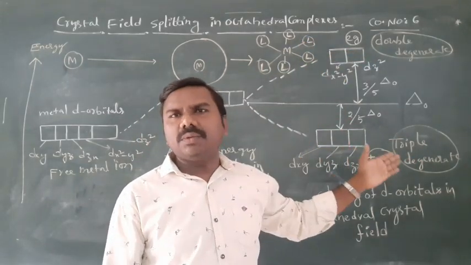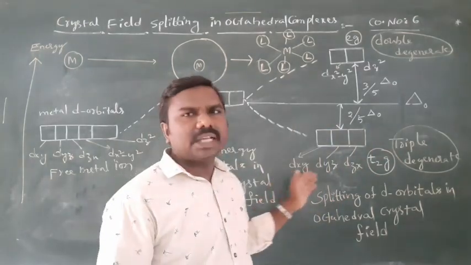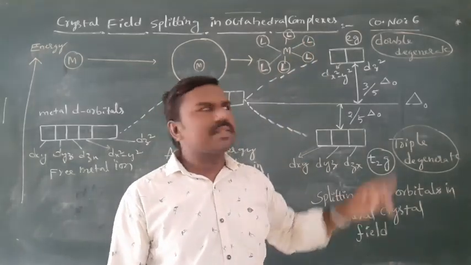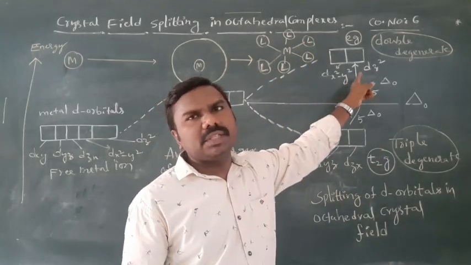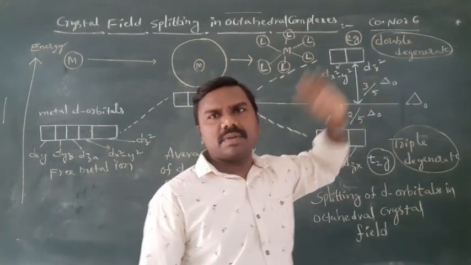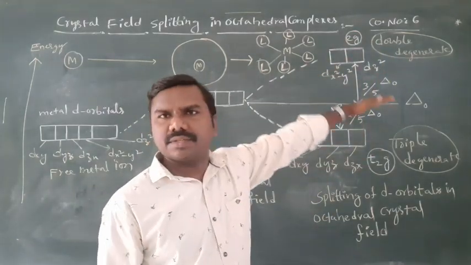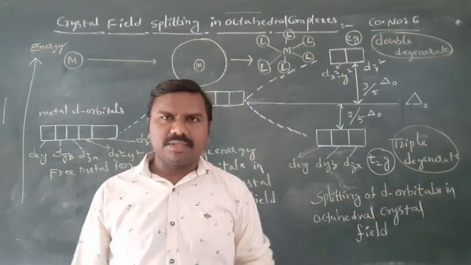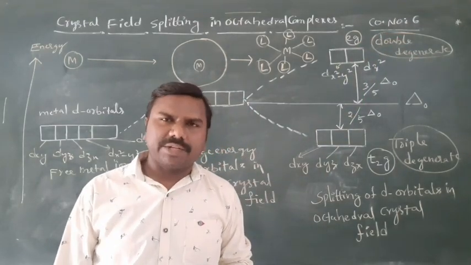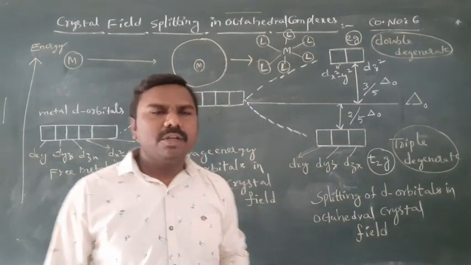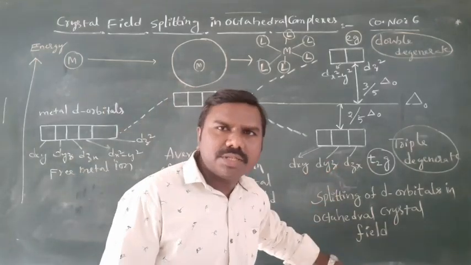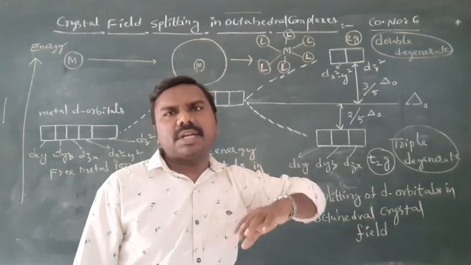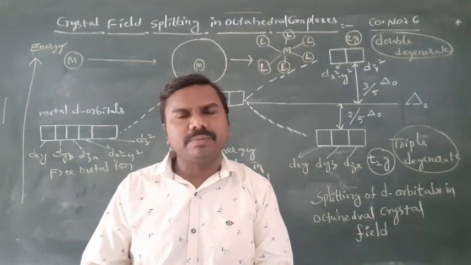There are 3 T2g orbitals: dxy, dyz, dzx. 2 Eg orbitals: dx square minus y square and dz square. And the energy difference. Triple degenerate orbitals, double degenerate orbitals. This is the information we should write. And one more thing you need to remember: why this will be the lower energy, why this will be the higher energy. The reason and these points we'll write now.